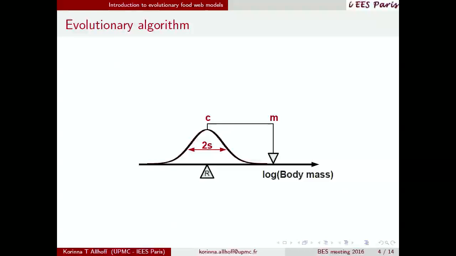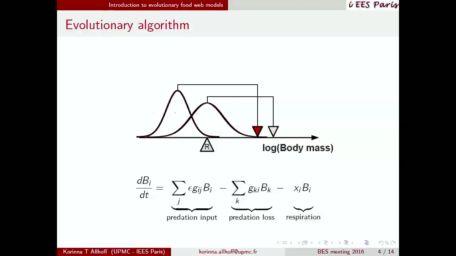And when I introduce a new mutant population, it inherits these traits, so I get a new population, a new node with a similar body mass, similar feeding center, and similar feeding range. And then I calculate my population dynamics. So for each of the nodes, I have a differential equation giving me how the biomass changes over time. Well, it increases due to predation input, and it decreases due to predation loss or respiration. And in this case, my mutant doesn't really have much to eat, so it would probably just go extinct when I calculate these population dynamics.